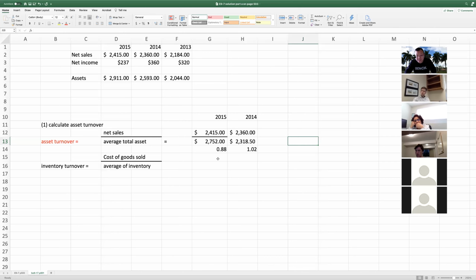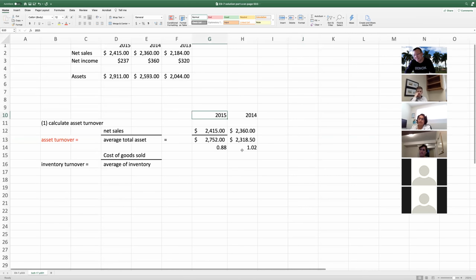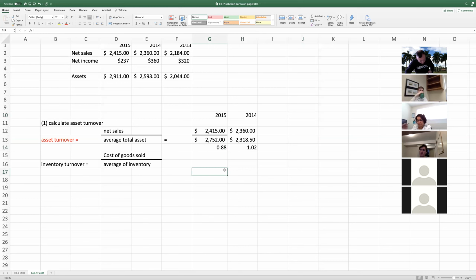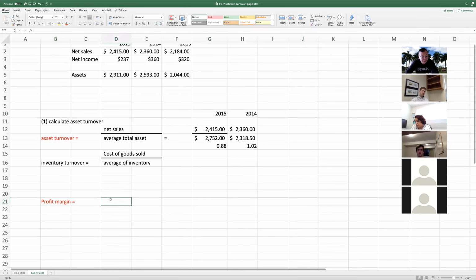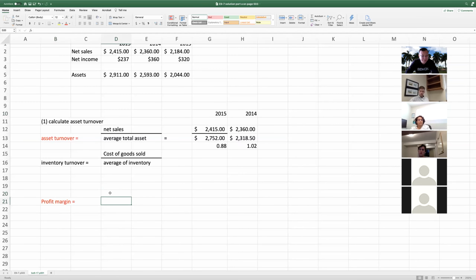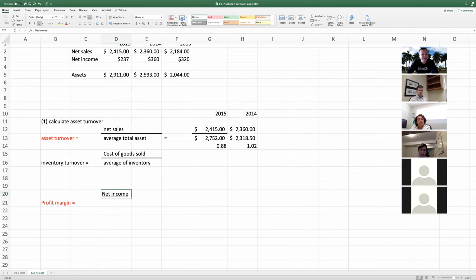So you can see that it's getting worse. 2014 is 1.02, 2015 is 0.88. So it's getting worse. So that's the asset turnover. Profit margin, okay? Do you still remember what profit margin is? Profit margin is net income divided by what? Net sales, right?